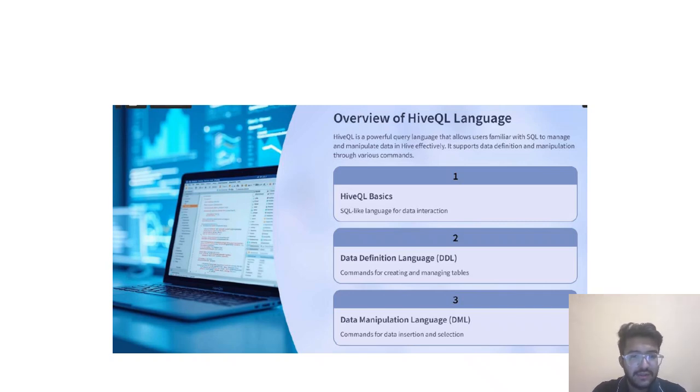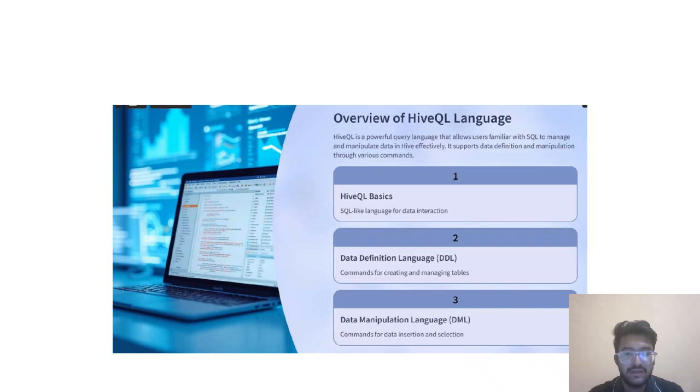HiveQL is similar to SQL but designed to work on large datasets stored in HDFS. It allows you to define, manage, and query data easily. Hive commands are broadly divided into three categories: DDL, DML, and DQL. The DDL commands in Hive define and manage databases, tables, partitions, and views. It creates a database, and create with a specific HDFS location.